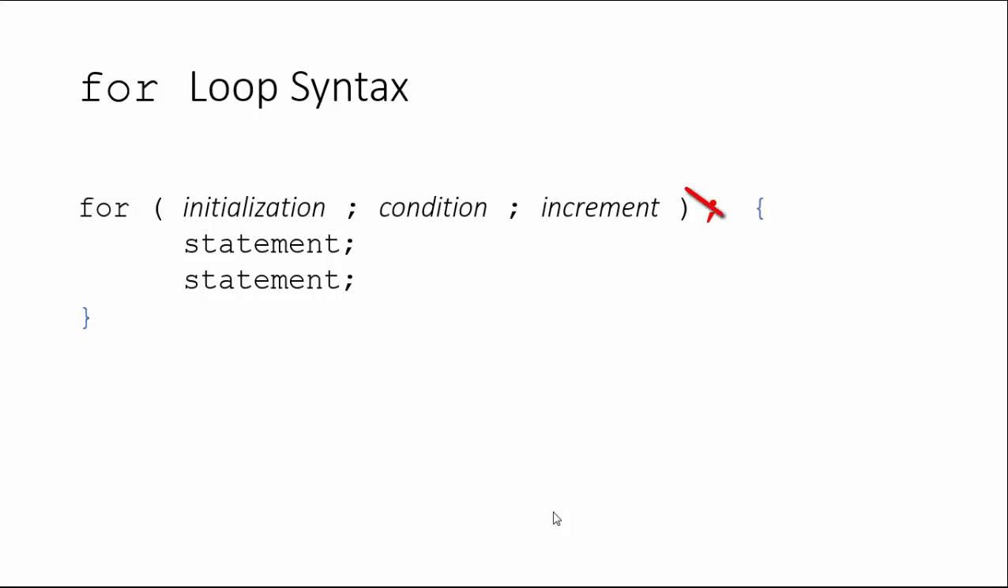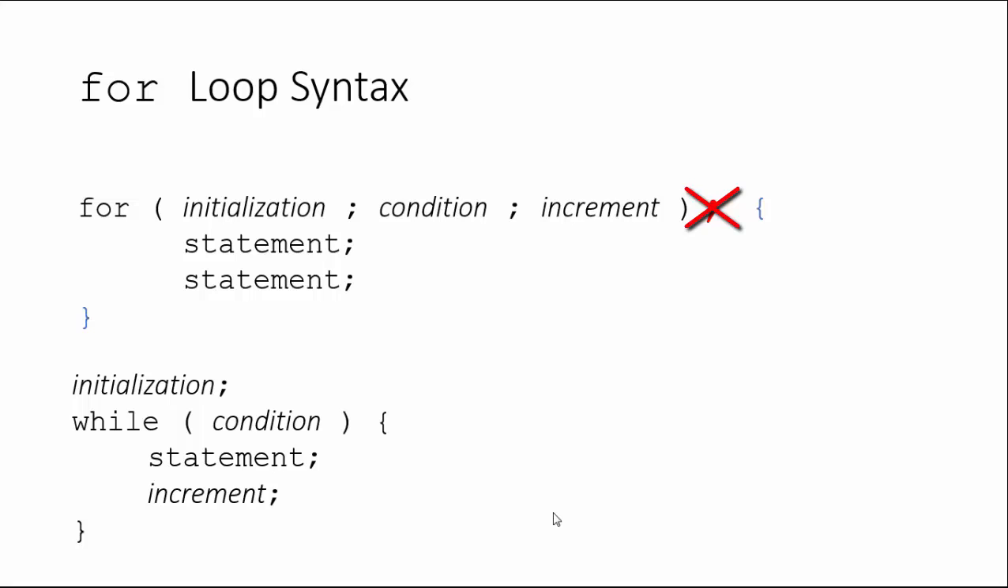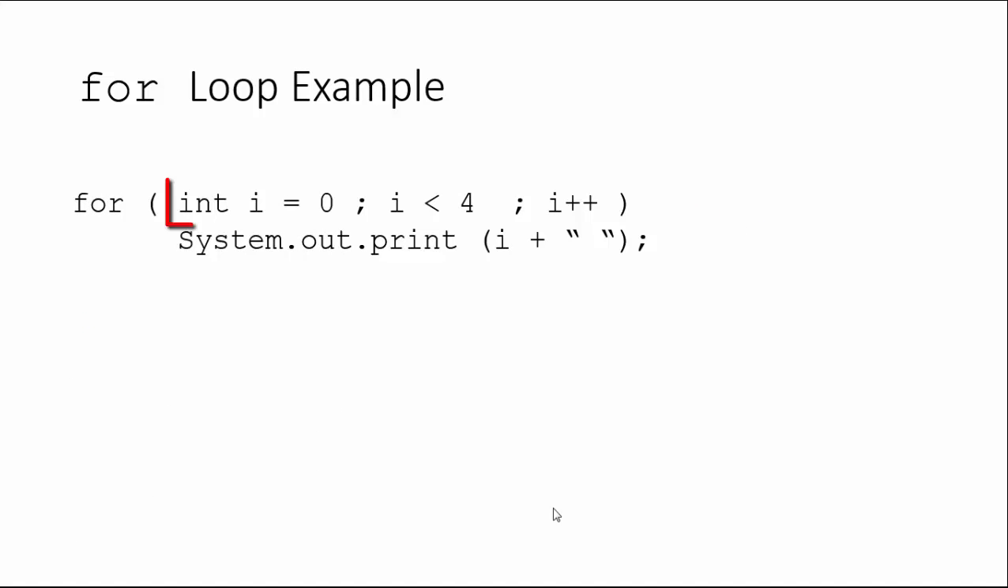Do not include a semicolon after the closed parenthesis of a for statement. All for loops can also be written as while statements. In this example, a counter I is created and initialized to 0. The loop will execute while I is less than 4, and after each iteration I will be incremented by 1.